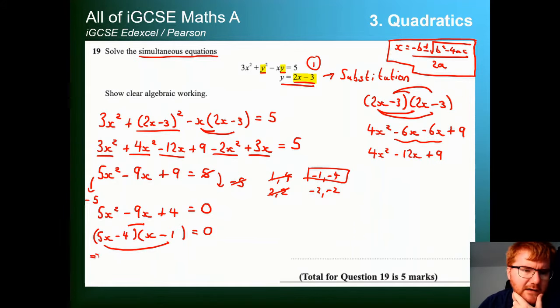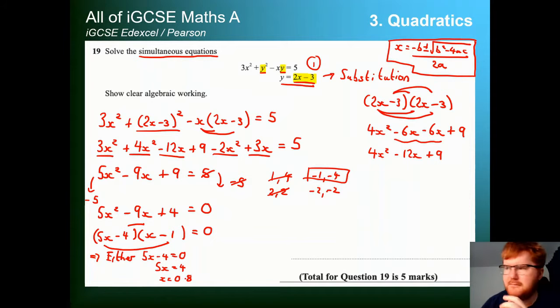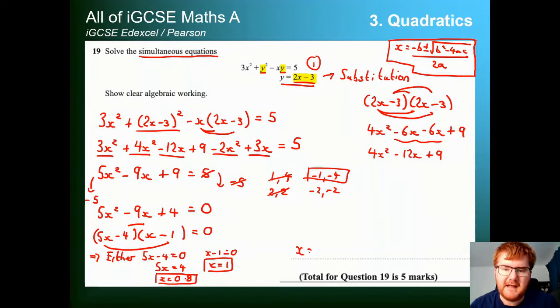That means then that either, using the null factor law or zero law, 5x minus 4 is equal to 0, in which case 5x is equal to 4, x is equal to 4/5. I'm going to put 0.8, the mark scheme tends to like decimals on Edexcel, and x minus 1 is equal to 0, therefore x is 1. Now don't feel like at this point you have actually solved the equations. We've done the first part, so we've got x is equal to 0.8 and 1. We also need to work out the y values as well.